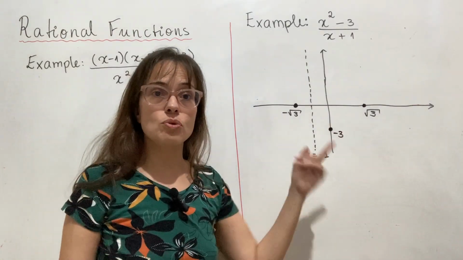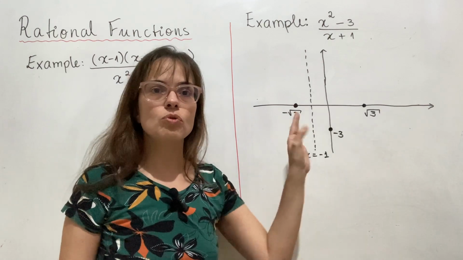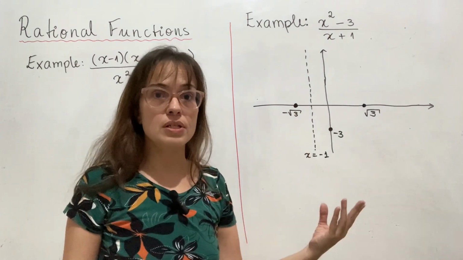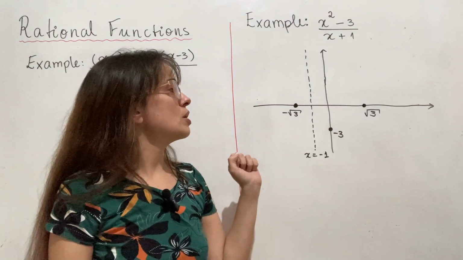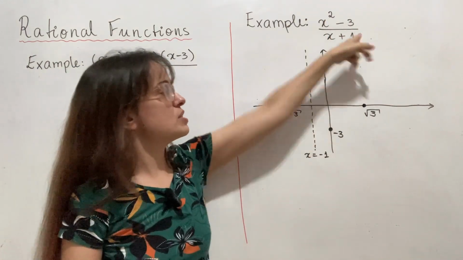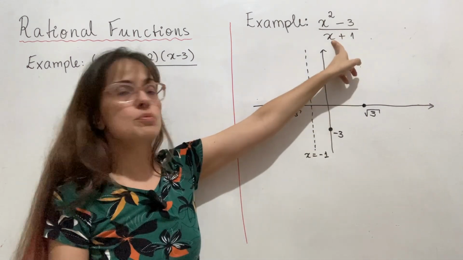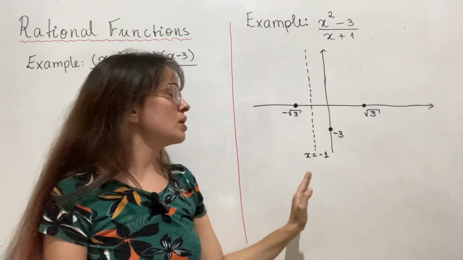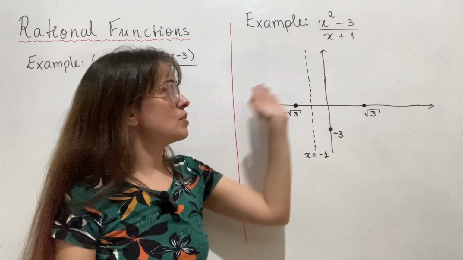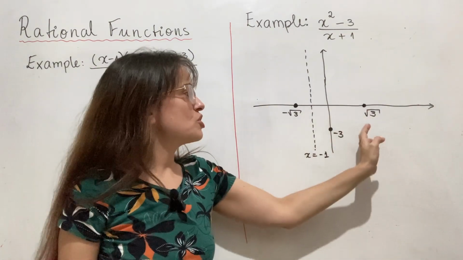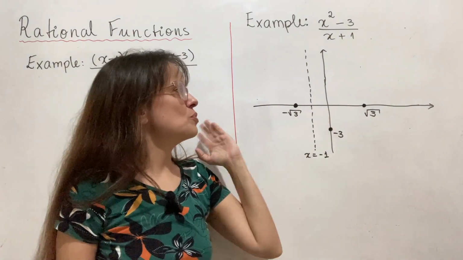Okay, so let's go through this example here. I've already added to the sketch all of the easier parts, which are, you can see that f of 0 is -3. You can also see that you have a vertical asymptote at x equals -1, and that the function has 2 zeros, which are plus or minus the square root of 3.